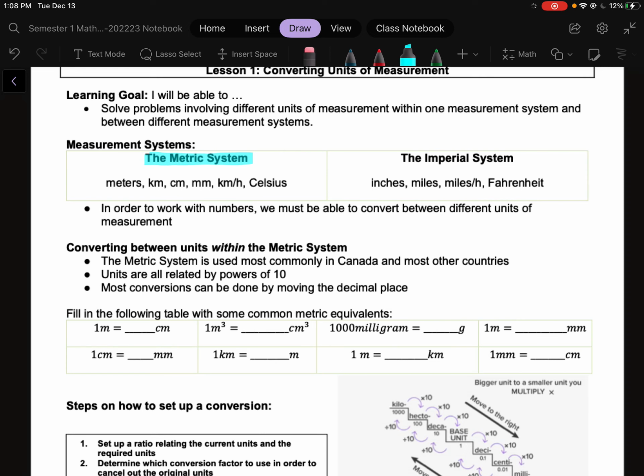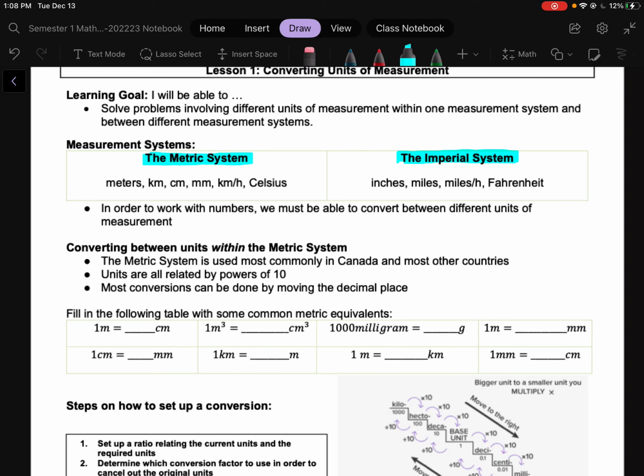There are two different types of systems that we look at for measurement. We have the metric system, which looks at our meters, kilometers, centimeters, or millimeters. We have kilometers per hour and Celsius, and this is the version we most commonly see in Canada. Then we have the imperial system, which is usually what we see in the States, where we have inches, miles per hour, and Fahrenheit. So when we are looking at numbers, we have to convert between the different units of measurement.